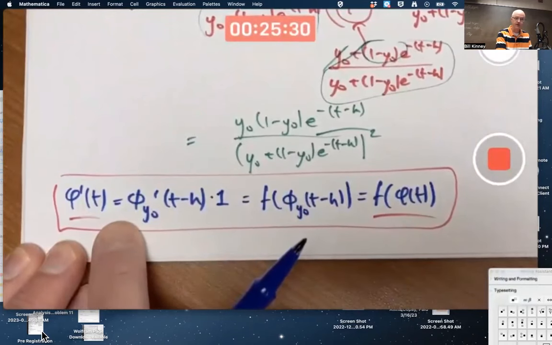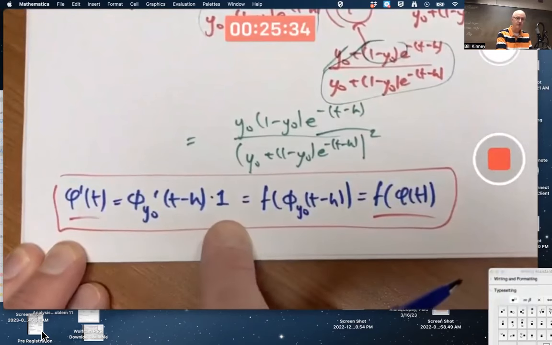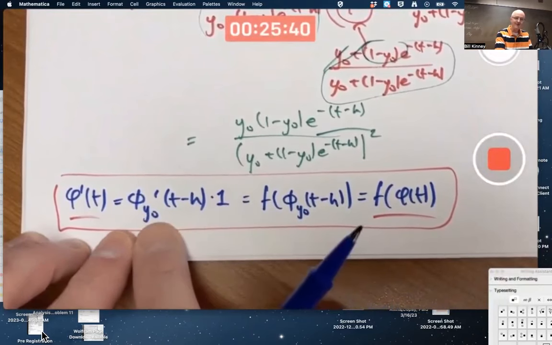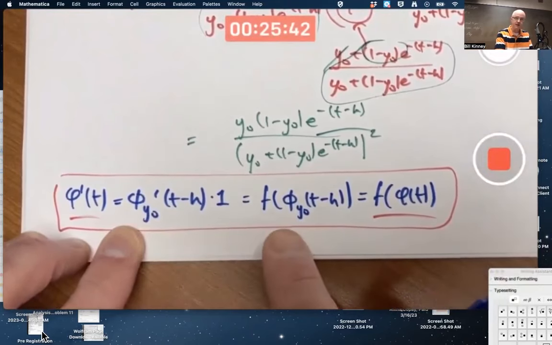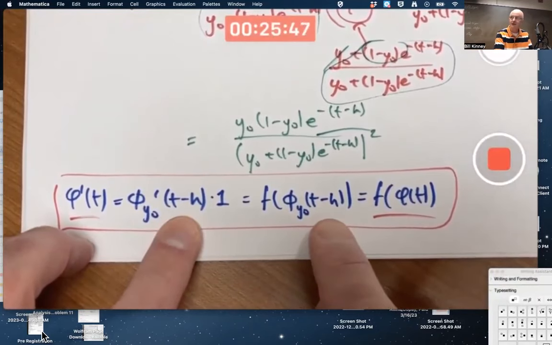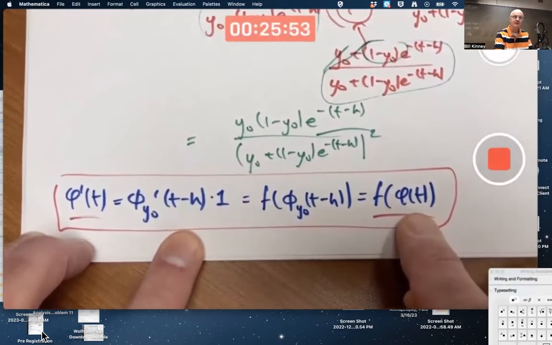That's just the derivative of phi by its definition, fancy phi, with a chain rule, multiplied by 1 because 1 is the derivative of t minus h. And non-fancy phi sub y0 solves the differential equation, so left-hand side equals right-hand side. It doesn't matter what the input is. It doesn't matter if it's t minus h instead of t. But by definition, this thing inside f is what fancy phi is.